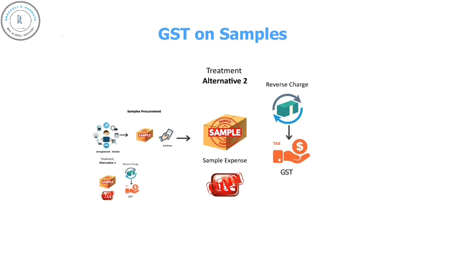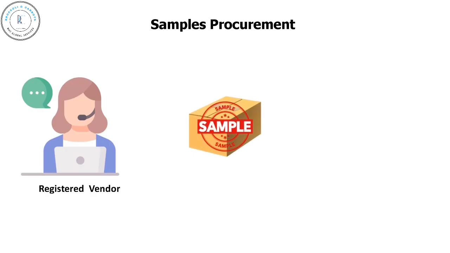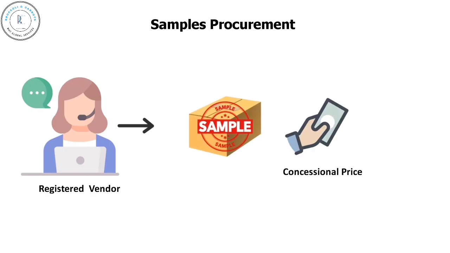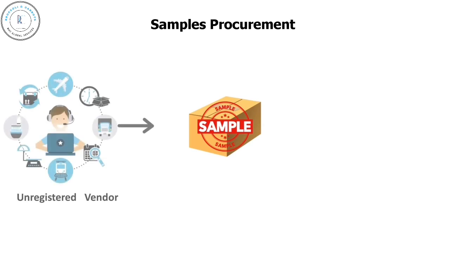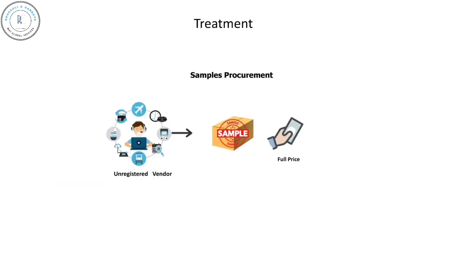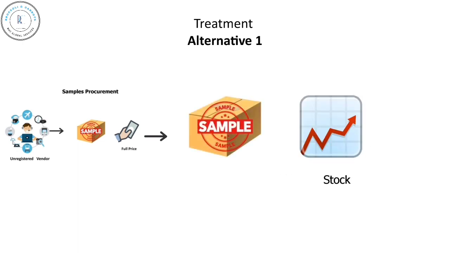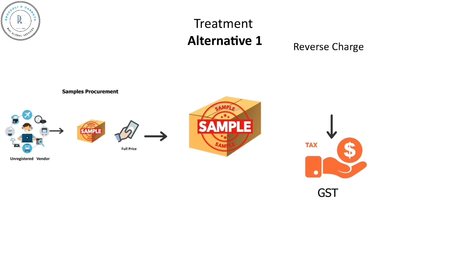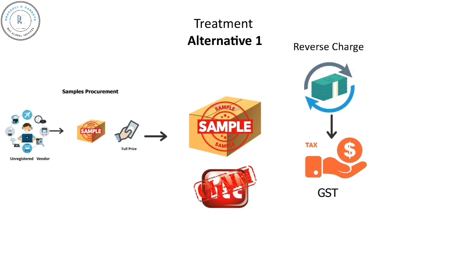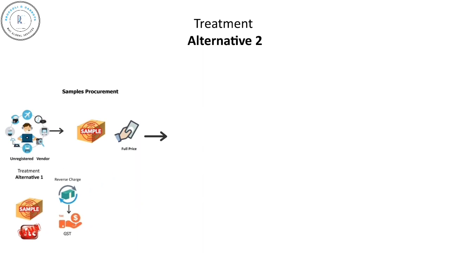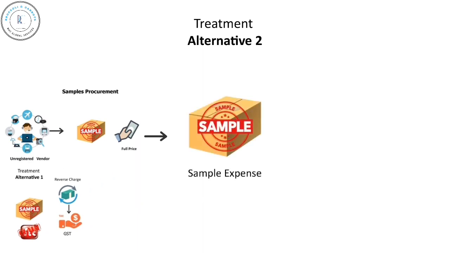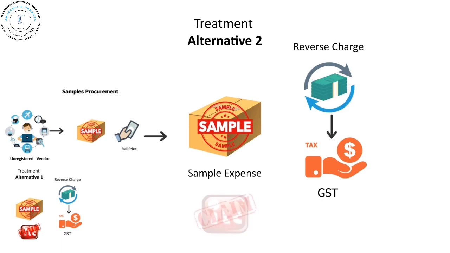Today we shall be discussing the concept of GST on samples. Samples procurement. If samples are procured from a registered domestic vendor at concessional price, or if samples are procured from an unregistered domestic vendor at full price, then treatment will be: Alternative 1. Treat as normal purchase and add in stock. Pay GST under reverse charge and claim ITC after payment. Alternative 2. Treat expense as sample expense. Pay GST under reverse charge and claim ITC after payment. Take ITC on GST paid for samples.